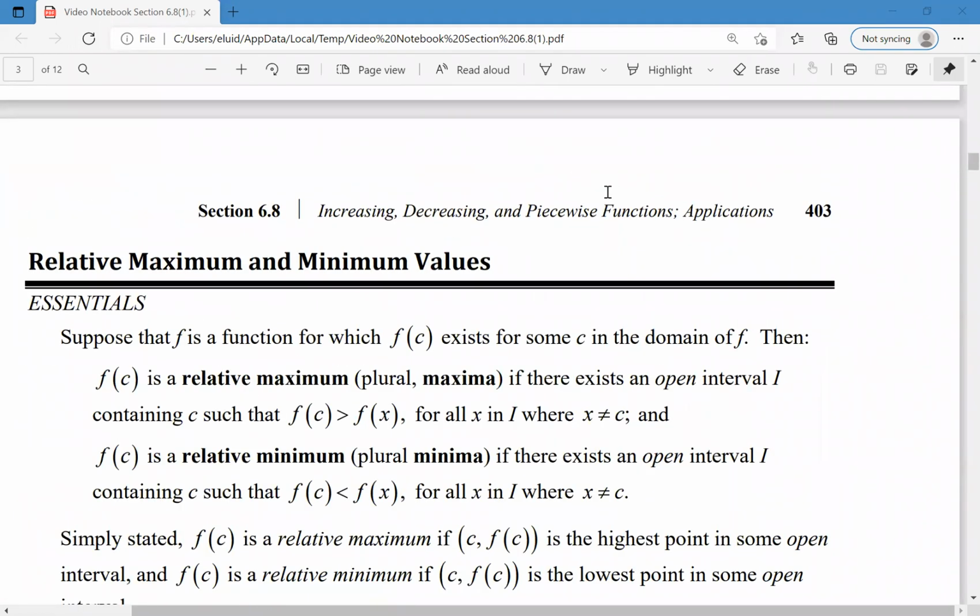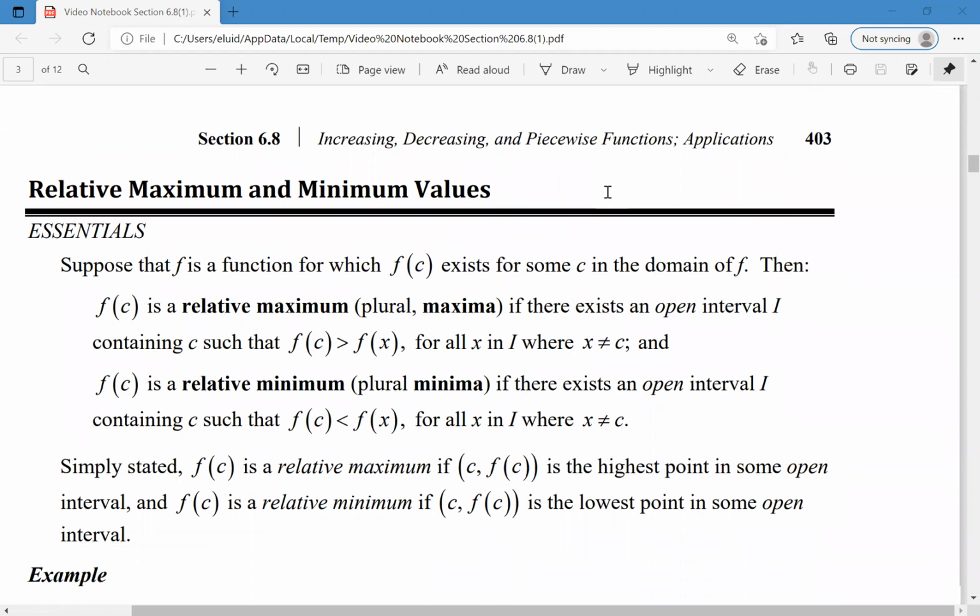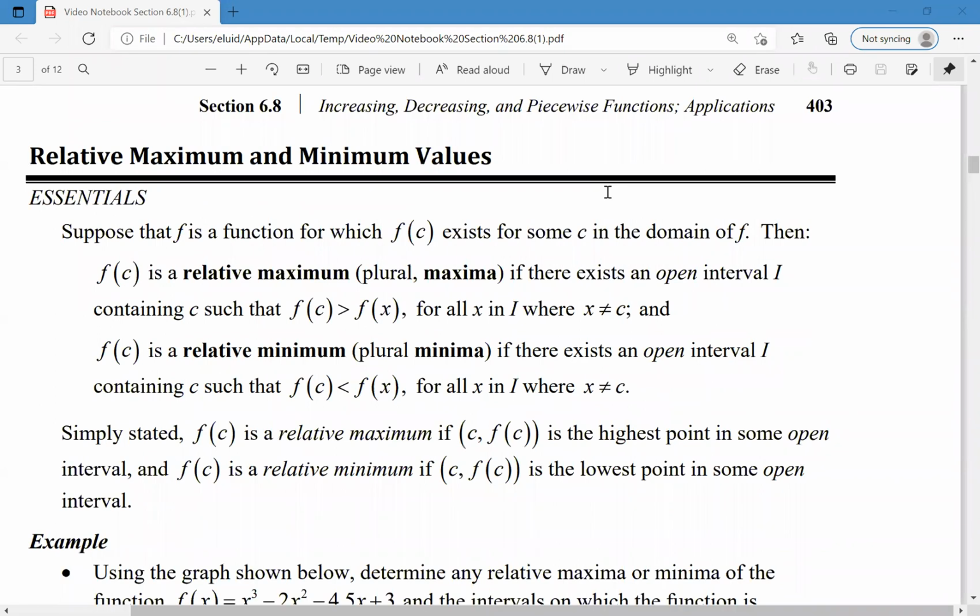Okay, now we're going to talk about another feature of some of these graphs, which is maximum and minimum values. So when we've graphed lines, there are no maximum or minimum values because the lines go on forever. So this hasn't really been a concept that's come up yet. But when you have something like a parabola or all different kinds of graphs, they might have a maximum or a minimum. There might be a highest point or a lowest point.